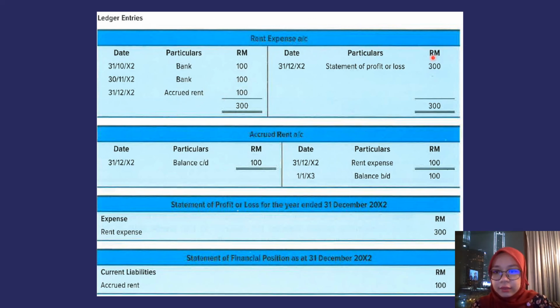And then the total amount of expenses is transferred under operating expenses in our statement of profit or loss account. And we transfer the accrued rental account to the statement of financial position, 100 ringgit, as part of our current liability. As for our statement of profit or loss, we recognize the total rental expenses for the year for October, November and December, so 300 ringgit.